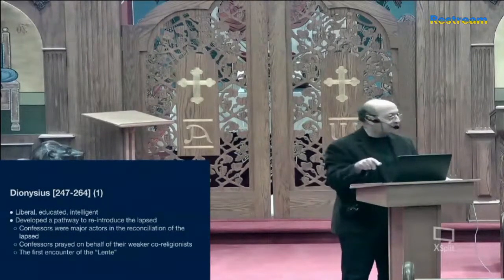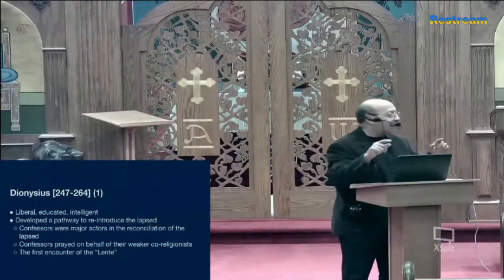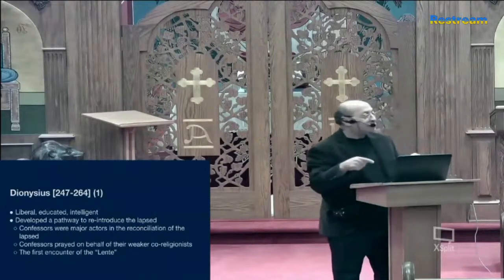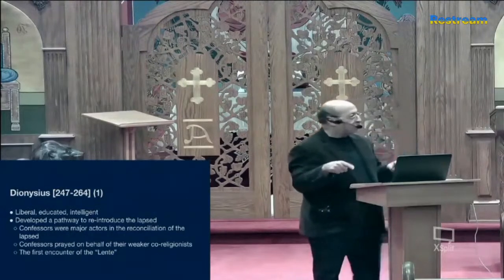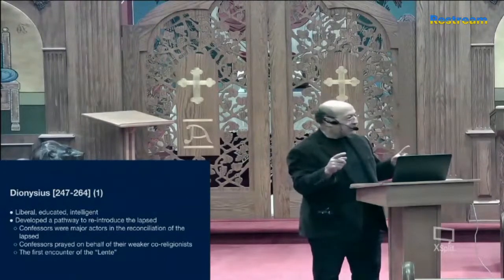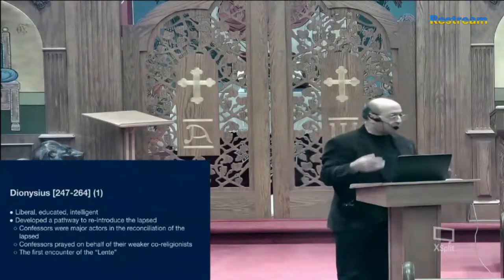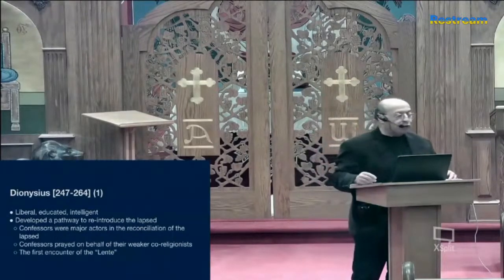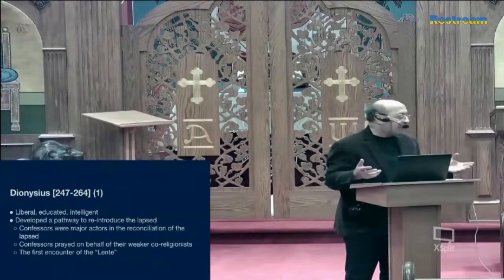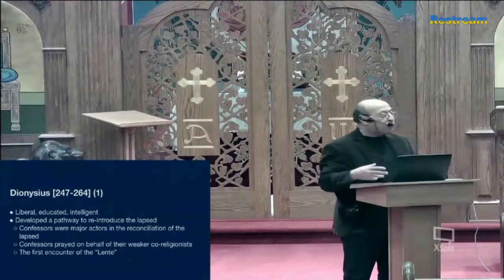Those are the lapsed who denied Christ. But after the persecution was over, which only lasted a year, they wanted to come back to the church. So he had his own synod within Egypt, and because it happened in Egypt mainly, they introduced a way or a pathway for the lapsed.